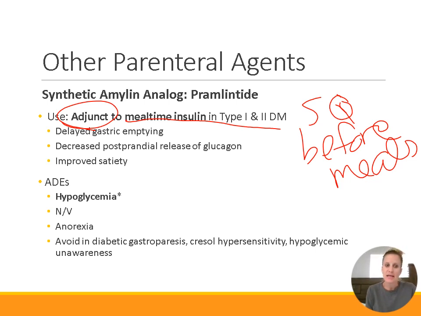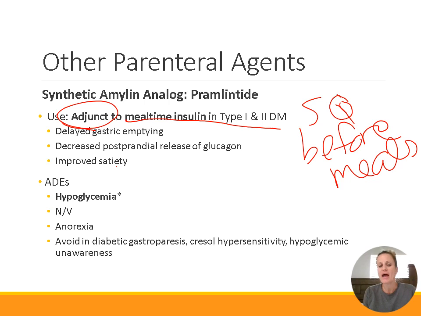What the pramlintide does is it helps to delay gastric emptying and improve the satiety, like improve that sense of fullness. It also decreases postprandial release of glucagon. When you eat, your body releases insulin, and then after there's a release of glucagon. This decreases that postprandial release of glucagon, which would then decrease breakdown of glycogen and gluconeogenesis that happens later.